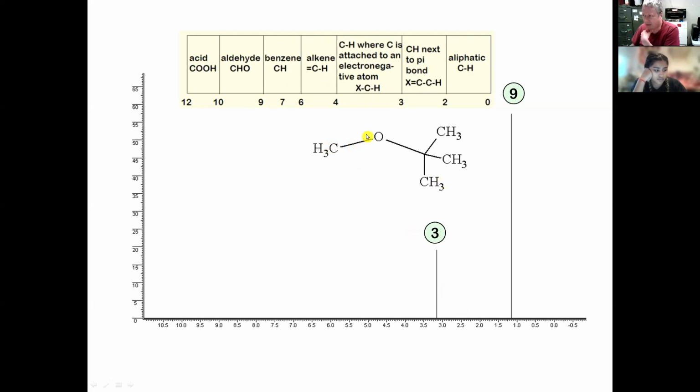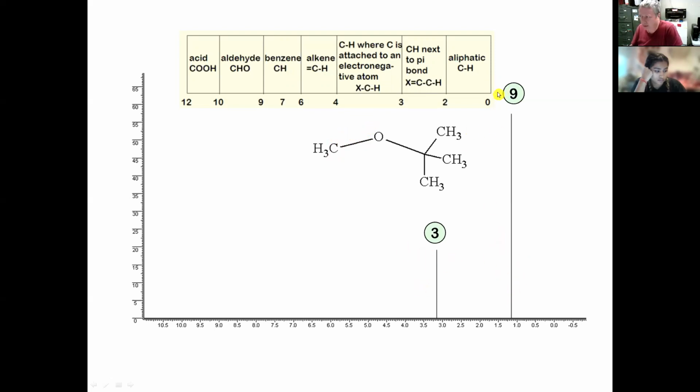The CH3 is next to oxygen. And where does it come? 3 ppm. Does 3 ppm match this chart? What comes around the 3 to 4 range? A CH where a carbon is directly attached to an electronegative atom. Yeah, oxygen's electronegative. The CH3 is next to the oxygen. Yep, 3. That totally makes sense.